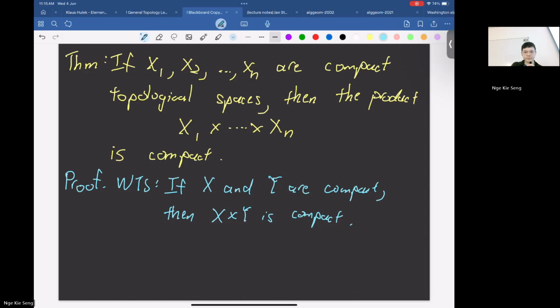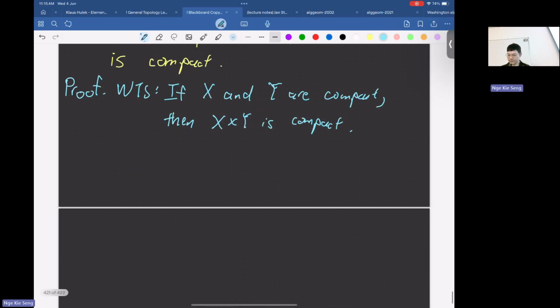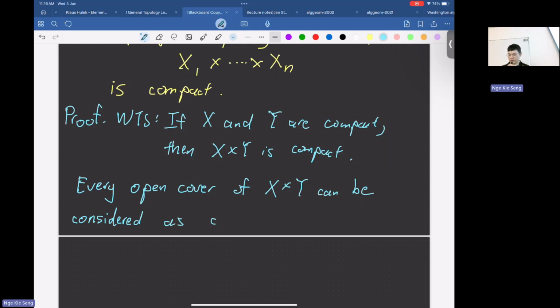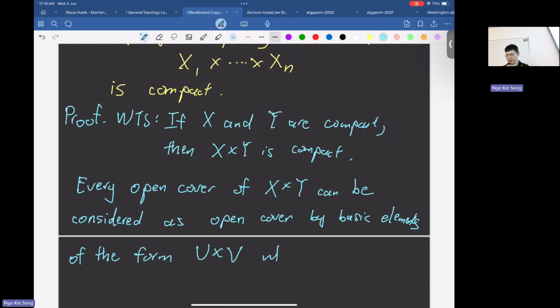So let's write down some idea we had. Every open cover of X cross Y can be considered as an open cover by basis elements of the form U cross V, such that U is open in X and V is open in Y.